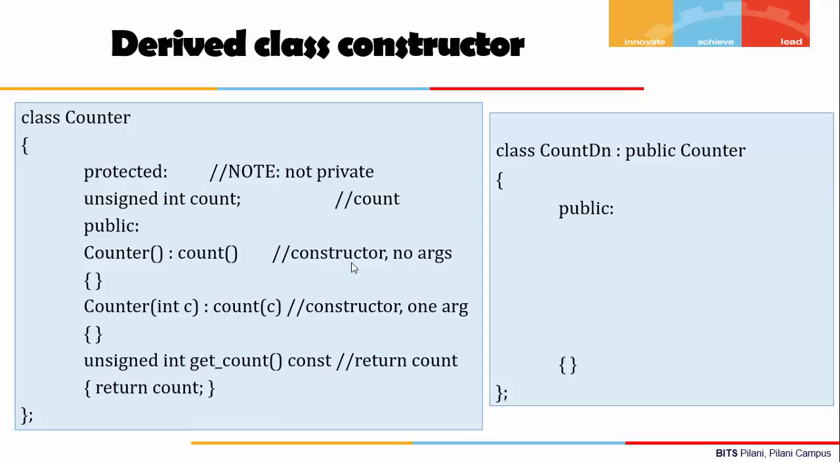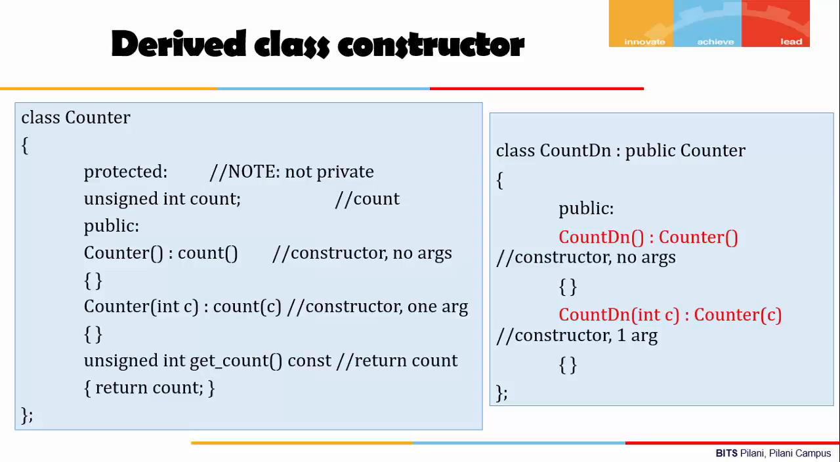The question is, what happens if we want to initialize a CountDn object to a certain value? So now we did not initialize anything, but now we want to initialize it to a certain value. Can we use the one argument constructor in the Counter class? No, we cannot use this in the derived class. The compiler only substitutes a no argument constructor from the base class. So we have to write a new set of constructors for the derived class.